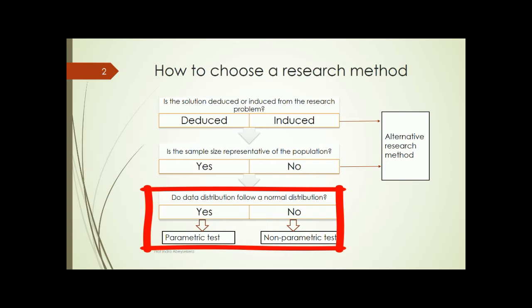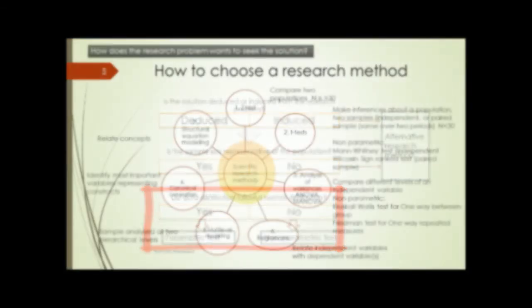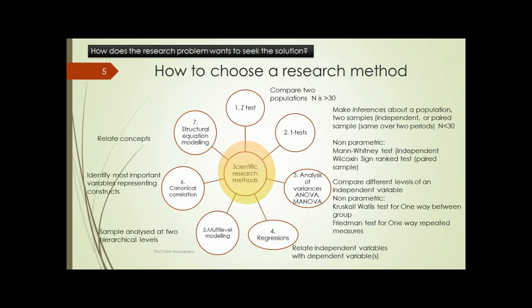If it's going to follow a normally distributed pattern, then we use parametric tests related to the scientific approach. If it is not, then we use the less sensitive types of tests called non-parametric tests. Scientific research methods are outlined here.